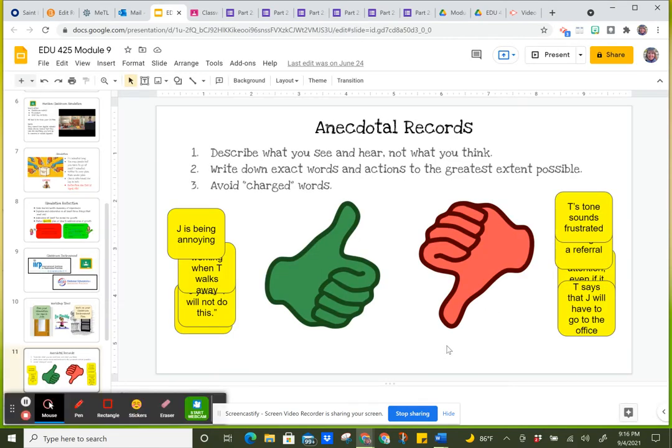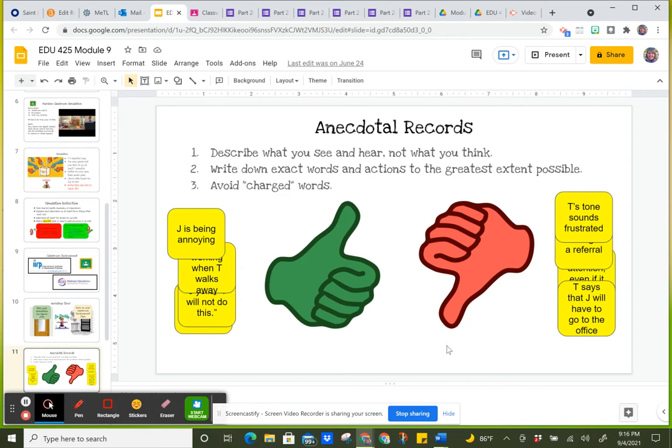Here's a couple of principles to think about. You want to make sure that you're describing what you see and what you hear, not what you think. Write down the exact words that are being said to the greatest extent possible. Sometimes things are just happening too fast and you have to summarize. That's okay. It happens all the time. But if you can get direct quotes, that's great.